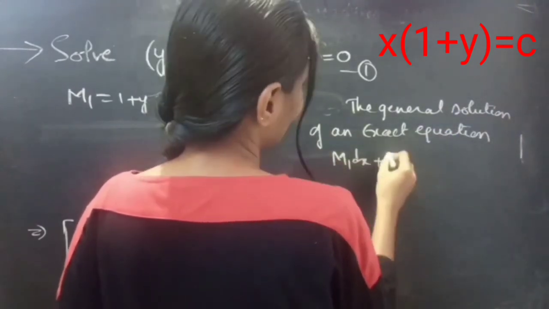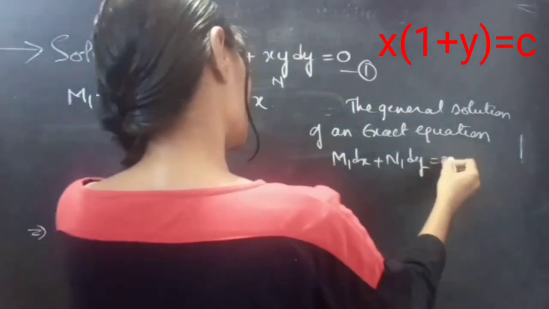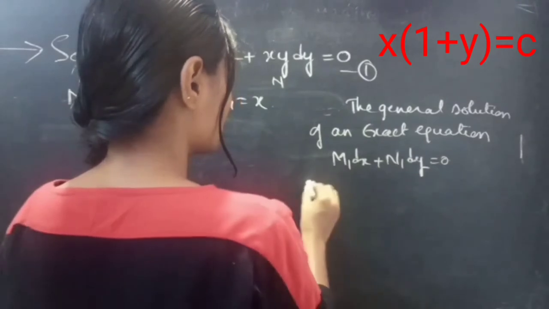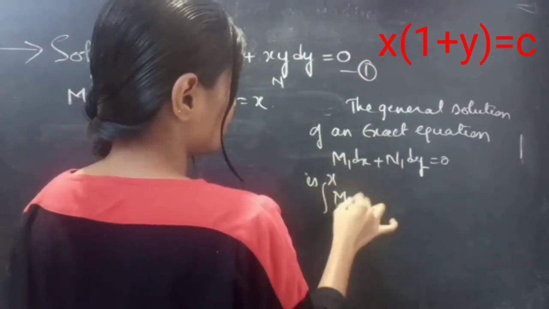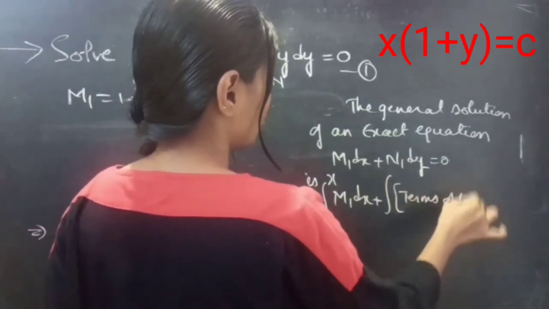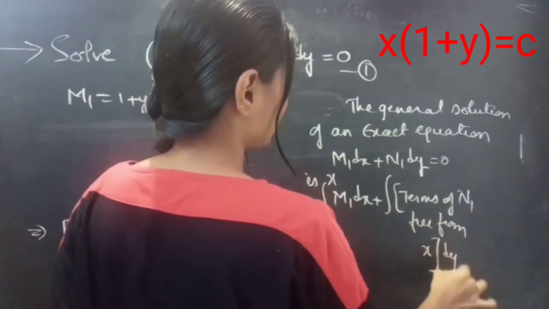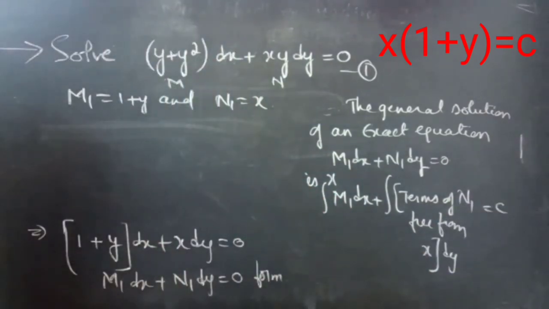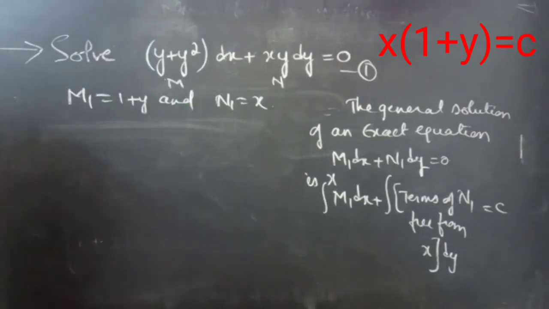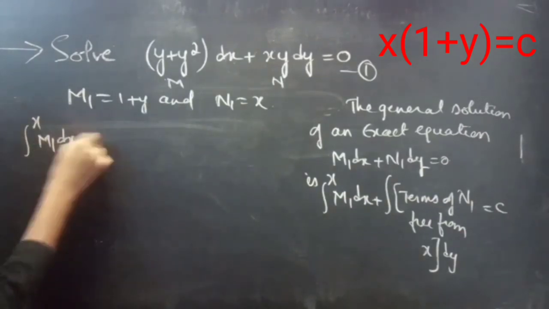M1 dx plus N1 dy equals 0, that is an exact equation of the form M1 dx plus N1 dy equals 0, is given by the integral over x of M1 dx plus the integral of the terms of N1 free from x into dy equals c, right? Consider the first integral, the integral over x of M1 dx.